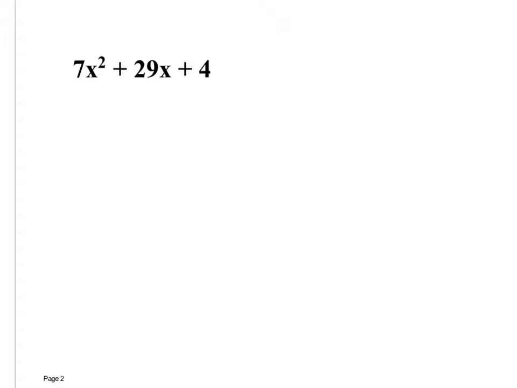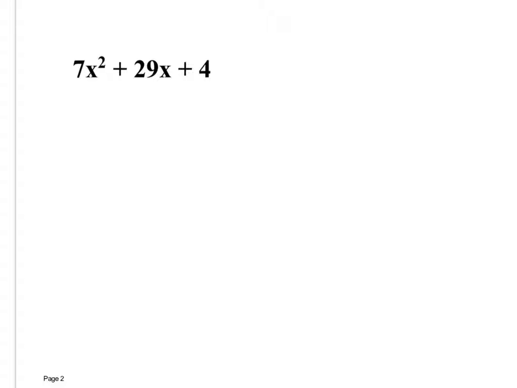So write this down. Here you're given 7x squared plus 29x plus 4. What we've been used to is this not being there and just finding what x squared plus 29x plus 4 factors. So make sure you know the difference.